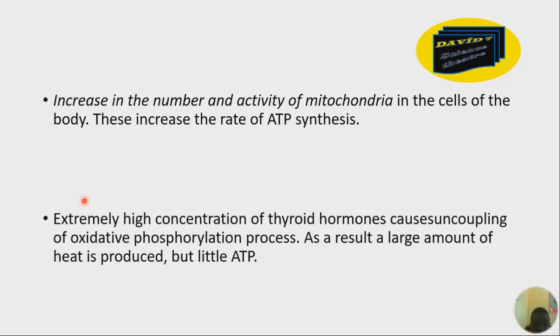Extremely high concentration of thyronines causes uncoupling of the oxidative phosphorylation process. As a result, a large amount of heat is produced, but little ATP. You recall that process of uncoupling, where we produce heat, but little or no ATP is produced. Yes, metabolism occurs, but little or no ATP is produced. Uncoupling through the ATP forming protein.